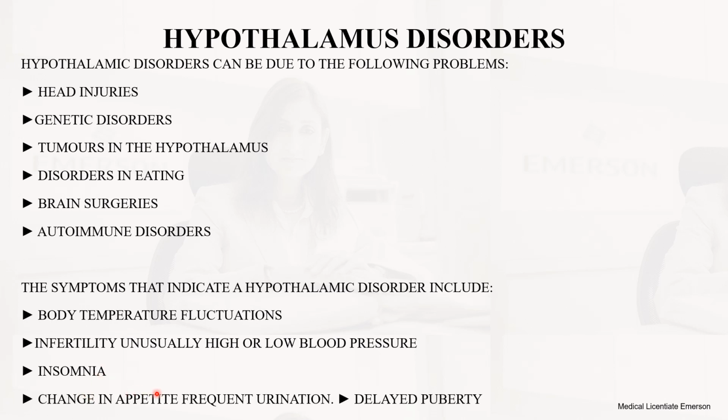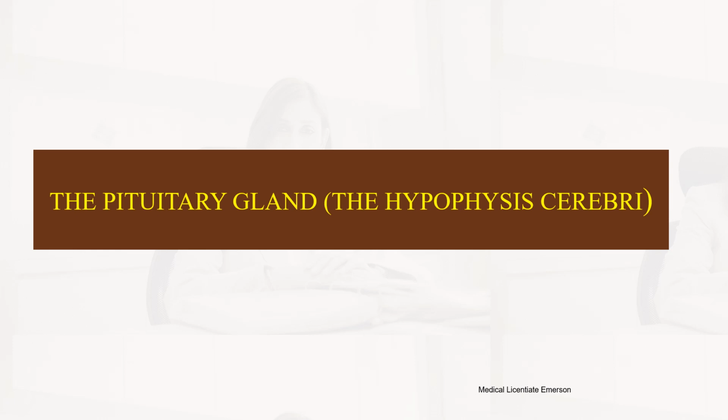Then of course there will be a change in appetite. And then also there may be frequent urination. And then the other symptom may be delayed puberty. Okay, so finally done with the hypothalamus.